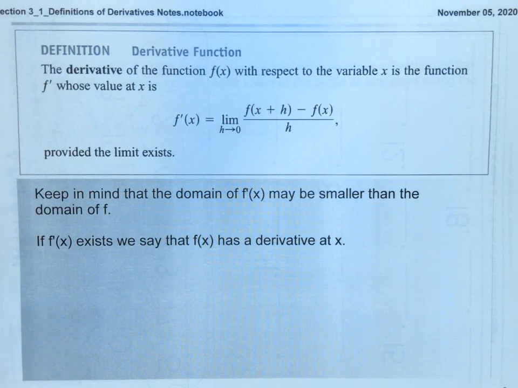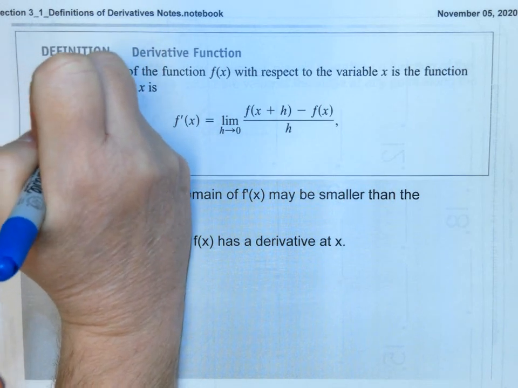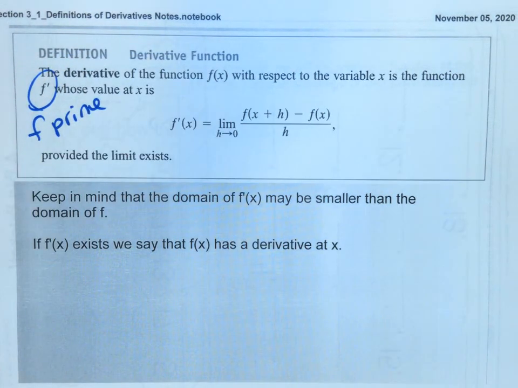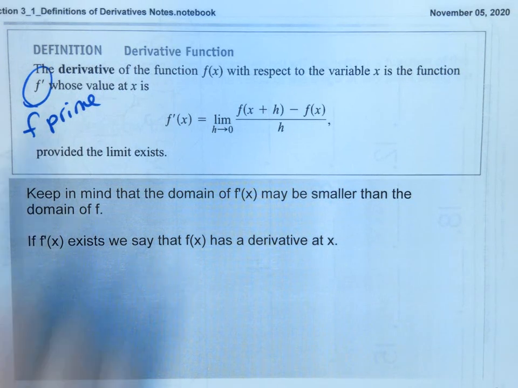So here, technically, is the definition. The derivative of function f of x with respect to the variable x is the function f prime. This is called f prime. It's a symbol for derivative, f prime at x, provided the limit exists. Keep in mind the derivative f prime may have a smaller domain than the domain of f. If f prime exists, we say f of x has a derivative at that point. So if the derivative exists, it exists at that point.